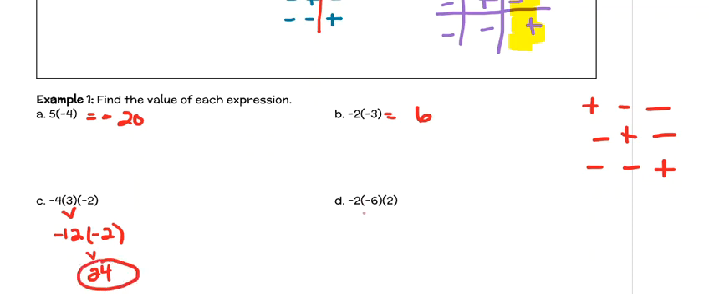First, 2 times 6 is 12. A negative times a negative is a positive. So this is going to be positive times the 2, and that is 24 as well.